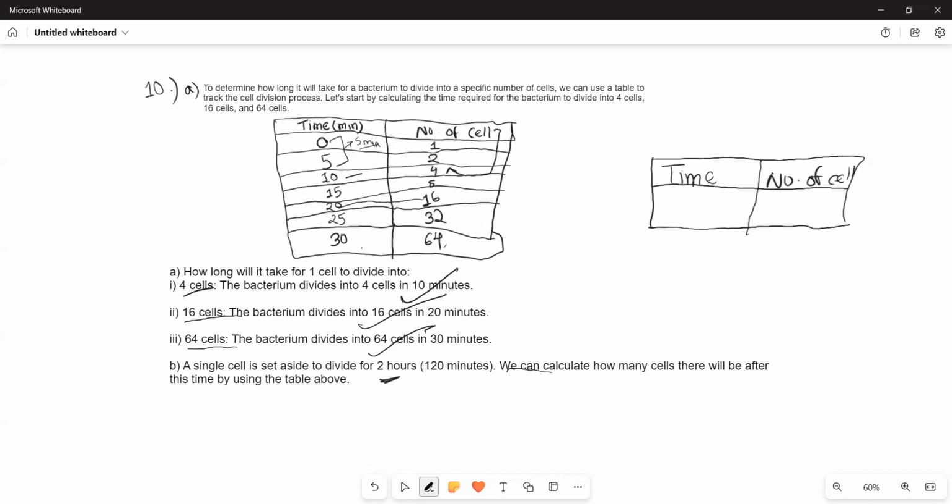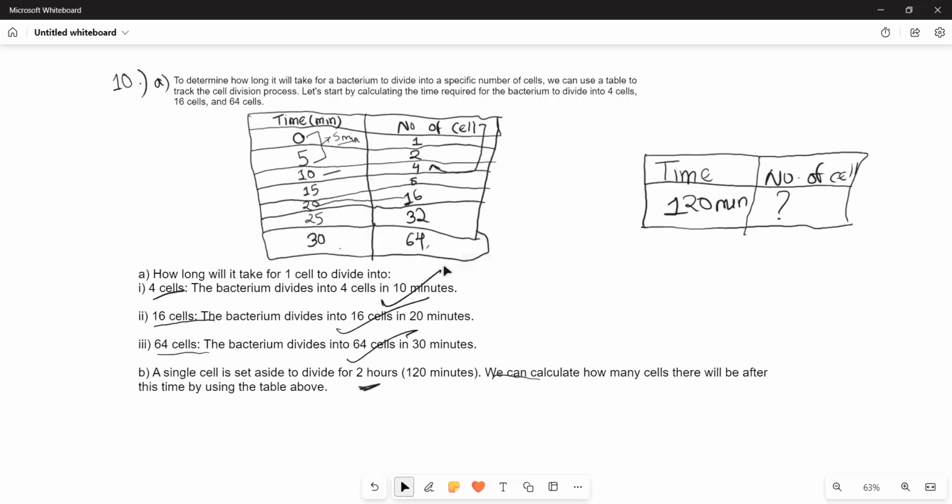So the time period is given, that is 120 minutes. And we have to find the number of cells. So as per this table, in 30 minutes we used to form 64 cells. Am I correct? So the question has asked us, in 120 minutes how many cells will be there? Use the table to find the answer. Use this table to get the answer. Correct? So look at it.